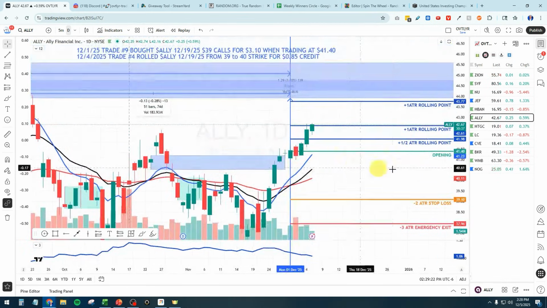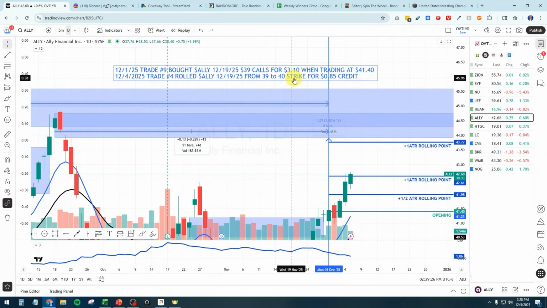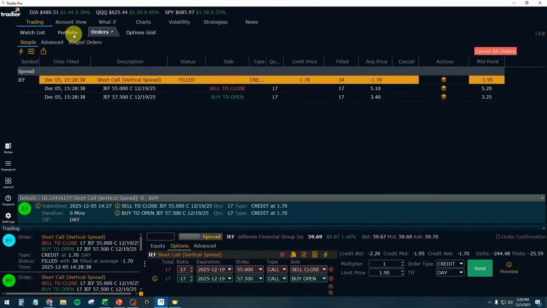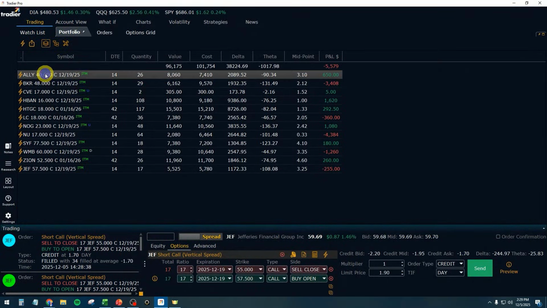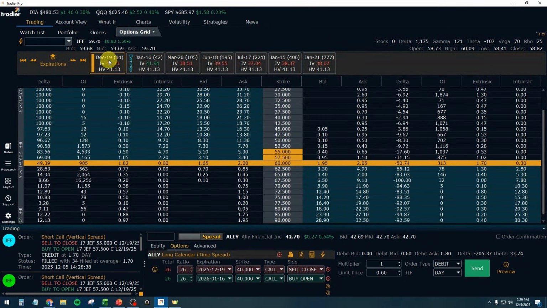Going to Ally. Joe was trying to roll Ally just a little bit ago, from the 39 to the 40 strike. That's what I've rolled already. Joe, were you successful to roll it again? Or why not? Actually, I was hoping to roll to the 42 because I'm already in the 40. Well, let's go take a look at that. So let's go to the options grid. So we're in December, rolling from the 40 to the 42.